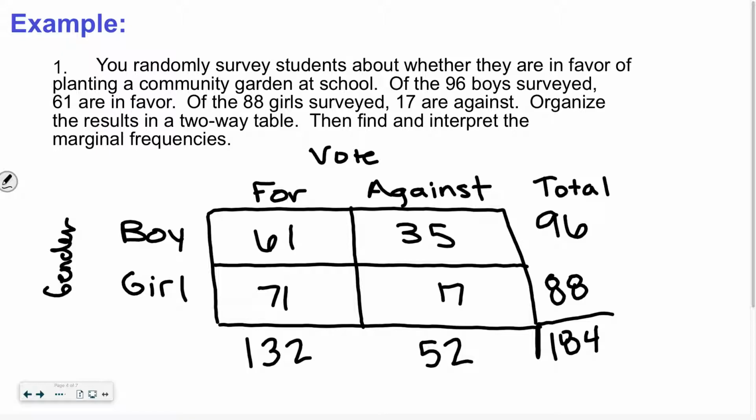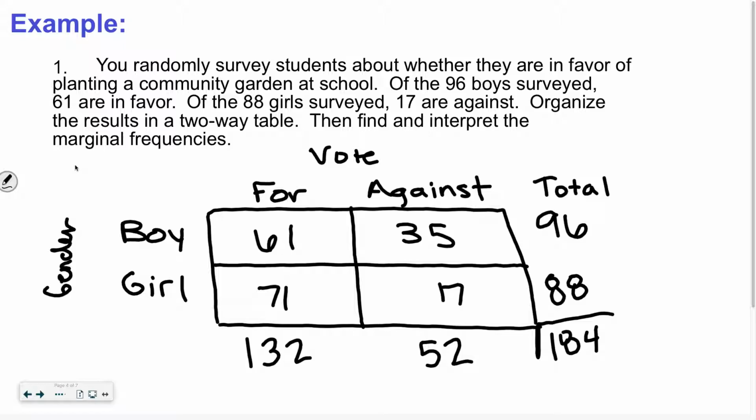Okay, so there's my two-way table. How much of the boxes and rows you do is kind of up to you. I usually just do the four and then do around the sides if I need to. Okay. Now, it says find and interpret the marginal frequencies. So we've already found the marginal frequencies. Where are the marginal frequencies?